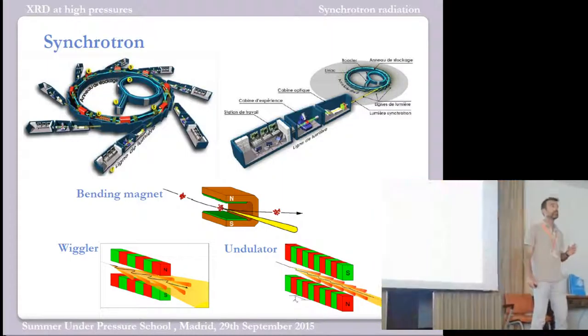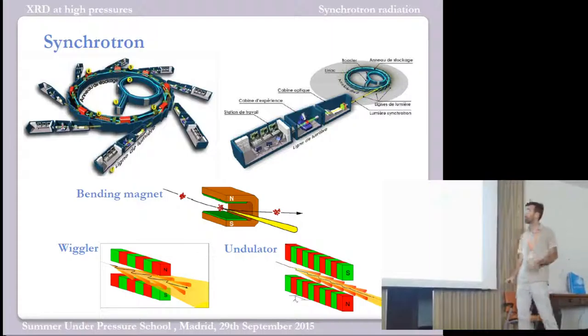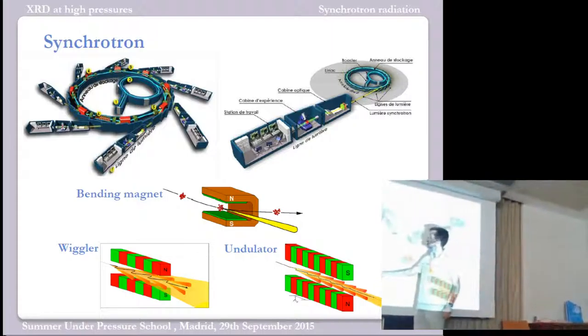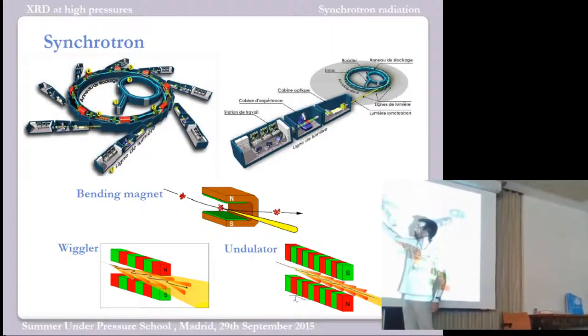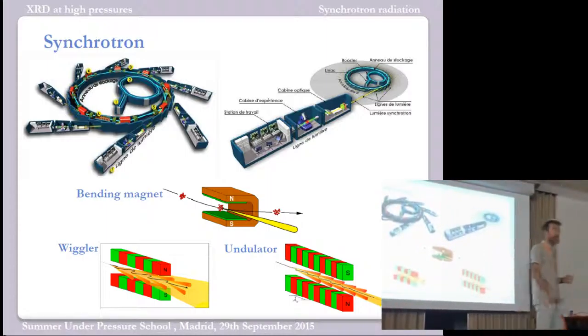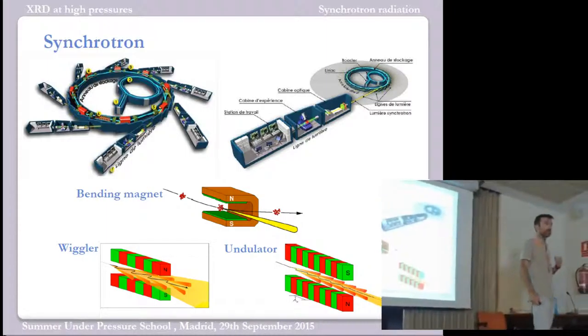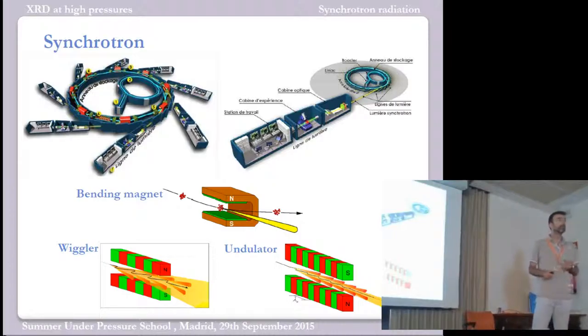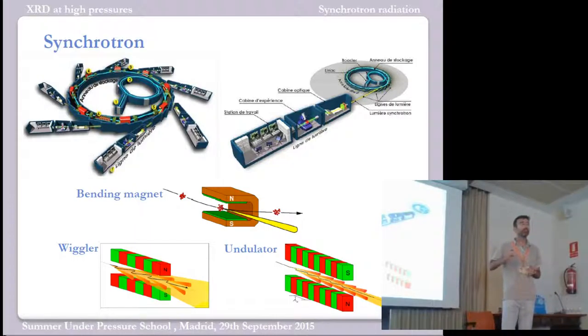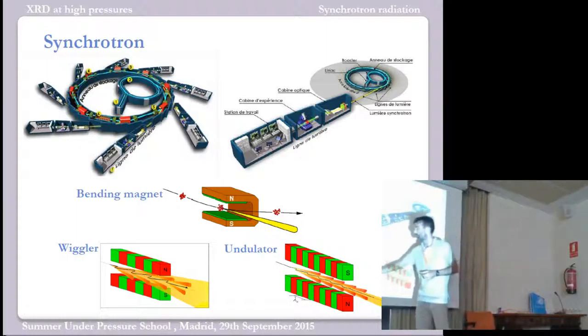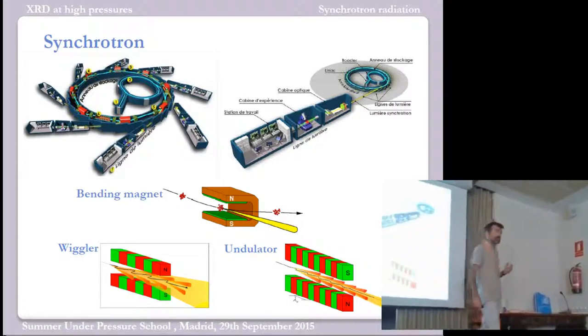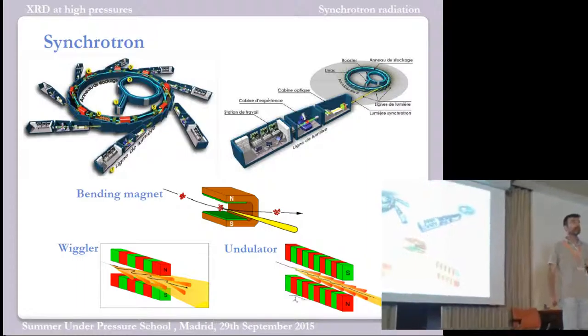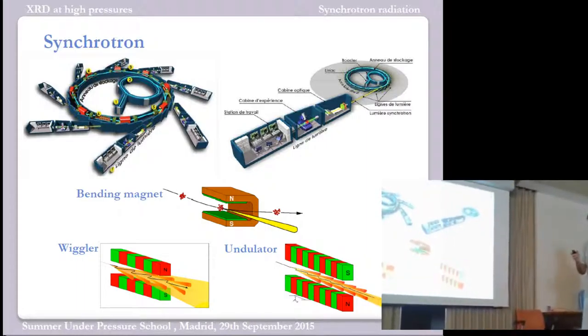It is also possible in third generation synchrotrons to have insertion devices in the straight sections of the storage ring, and these insertion devices, I'm not going to speak fully about them, but they have special arrangements of magnets, so they force the electrons to perform particular trajectories in order to have X-ray radiation with special characteristics.